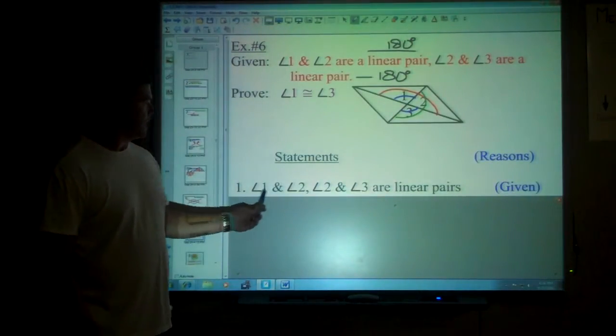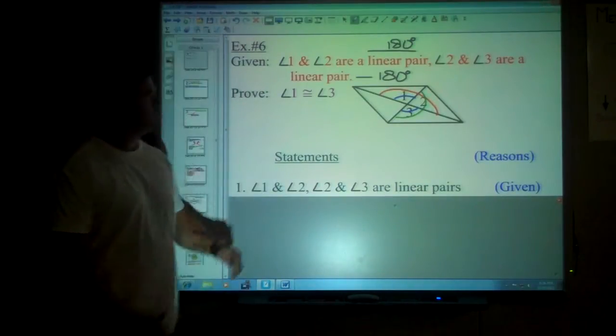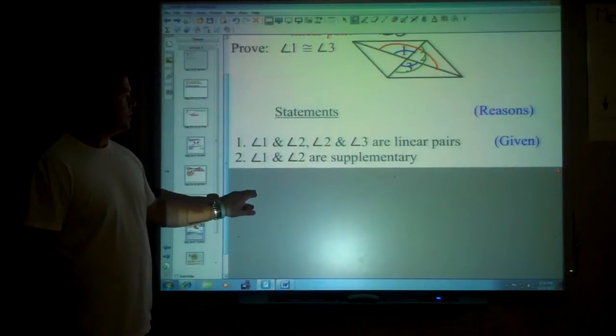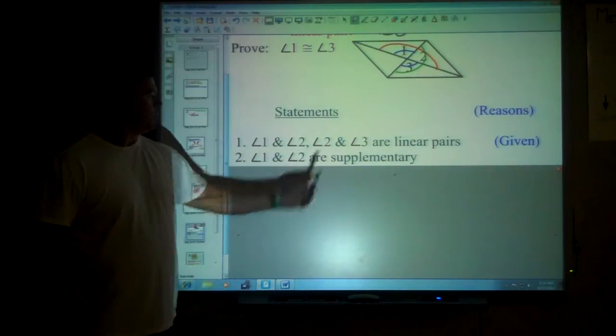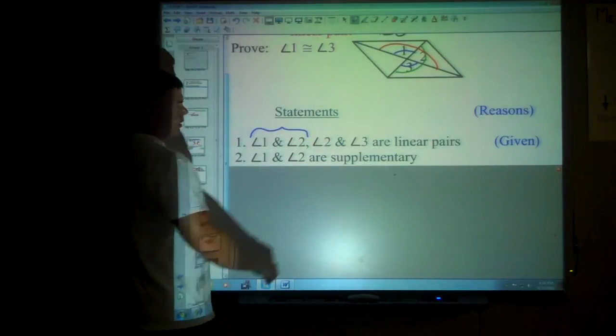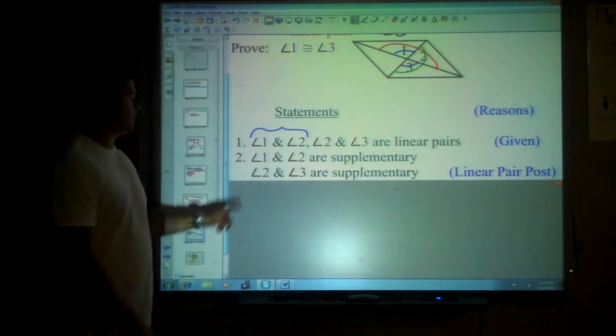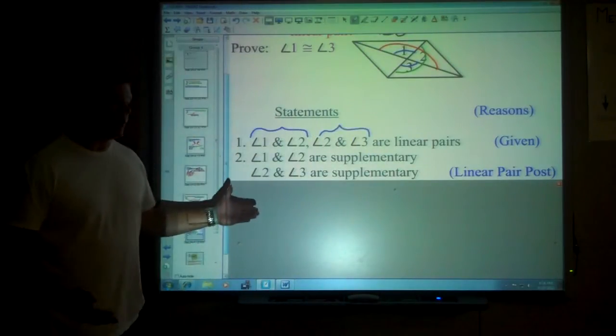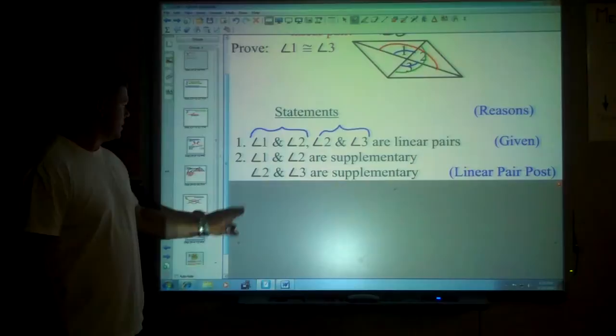First of all, the given information about the two sets of linear pairs. That's all we had that was given information. From that given information, we know that 1 and 2 are supplementary. We know that because they're a linear pair. We also know that 2 and 3 are supplementary because they are a linear pair, which means they're going to form 180 degrees.